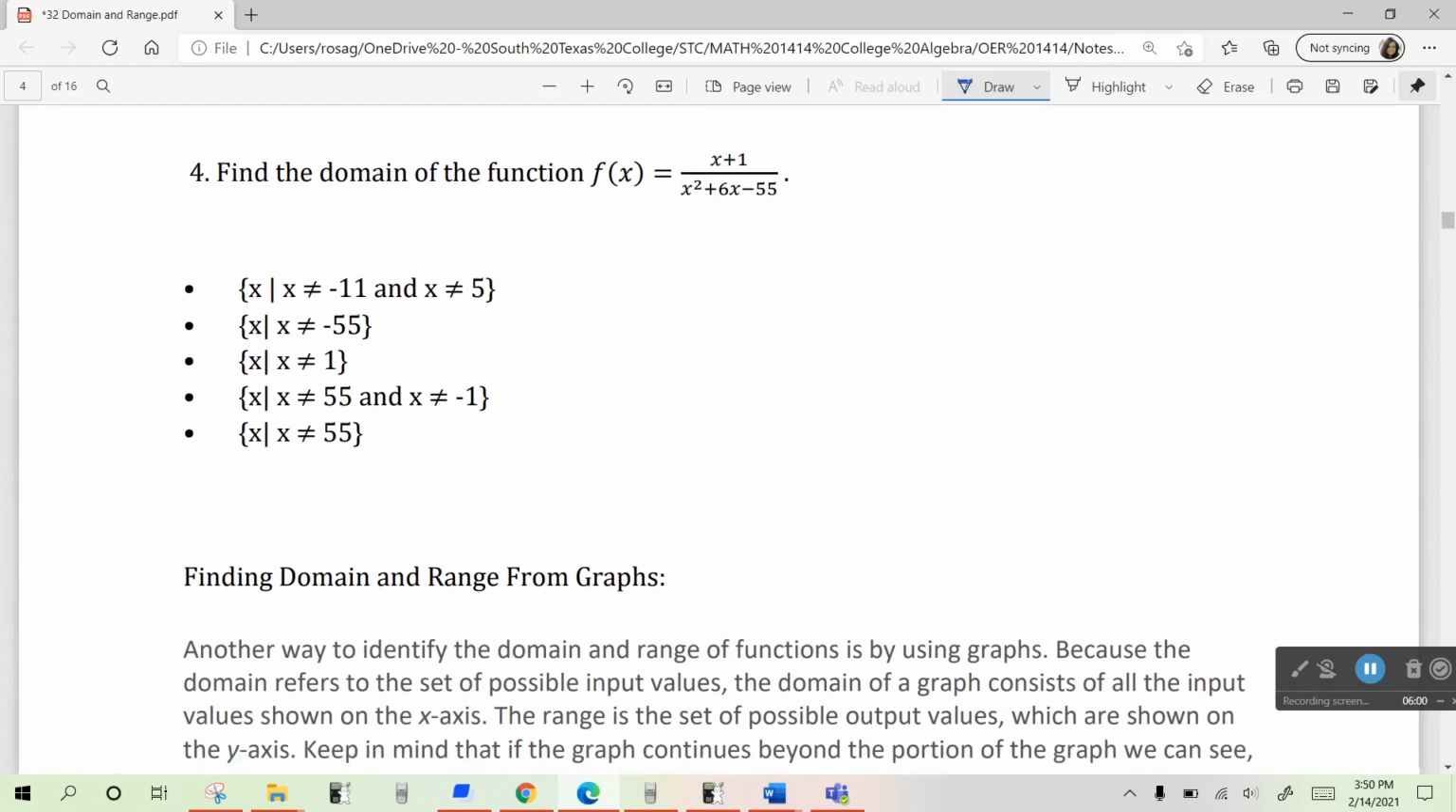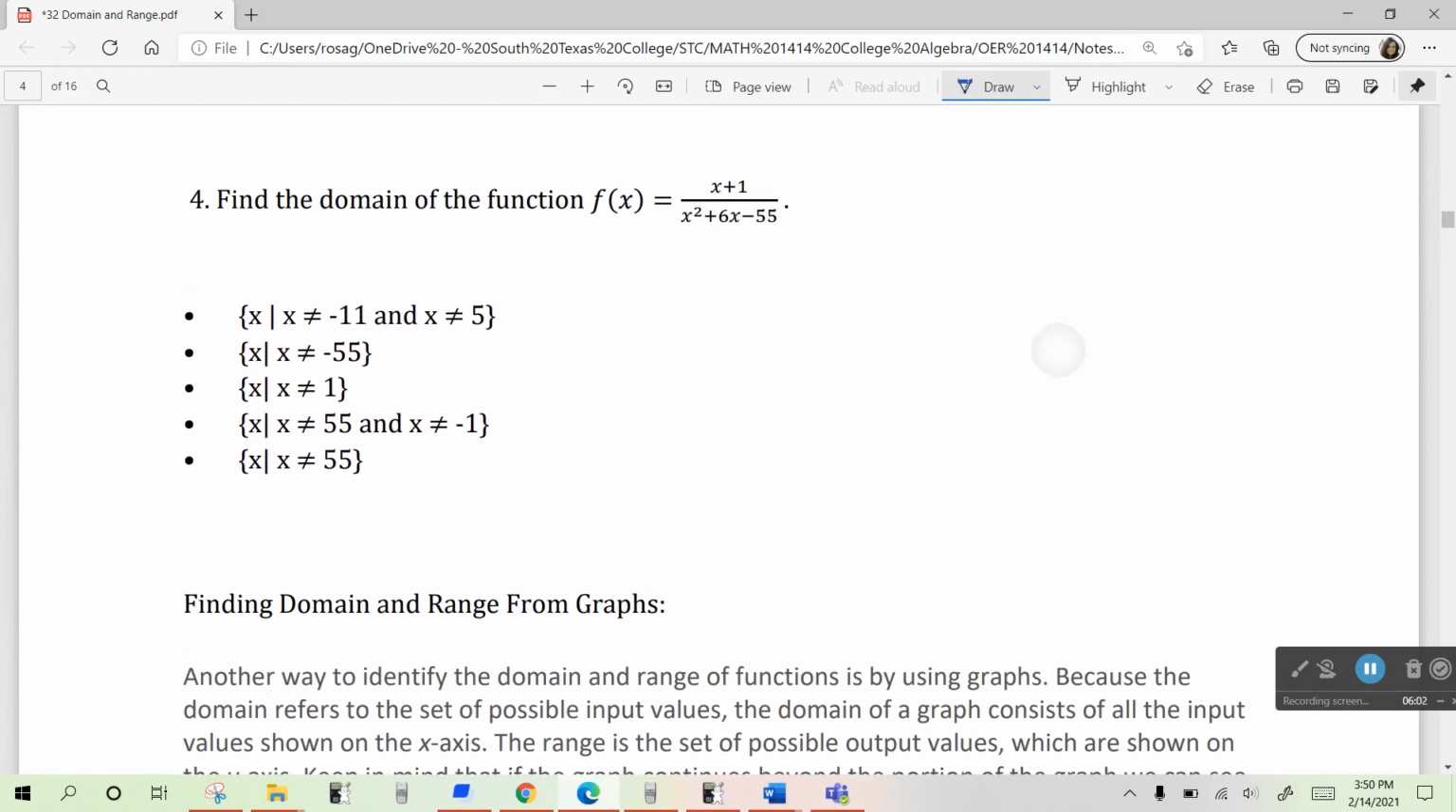Here we have a fraction. For fractions, you always get the bottom and you solve it for x. Now, the problem with this bottom part is that it's a quadratic. So we're going to use the quadratic formula, or factor, if you know how to factor. The quadratic formula is in your formula sheets.